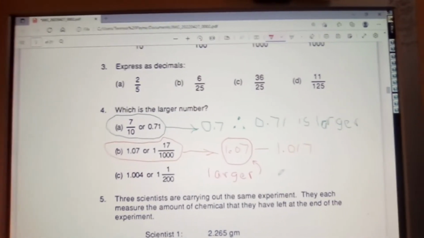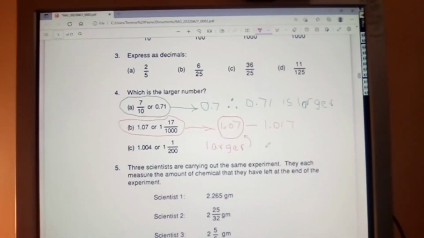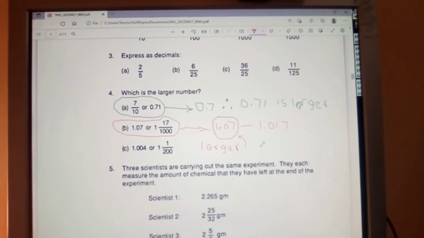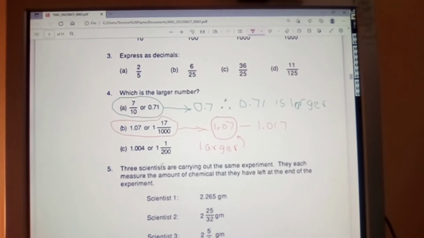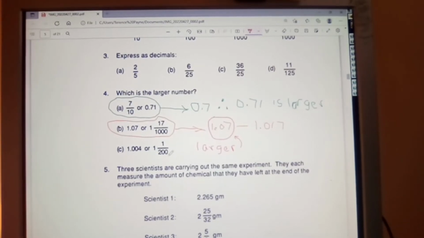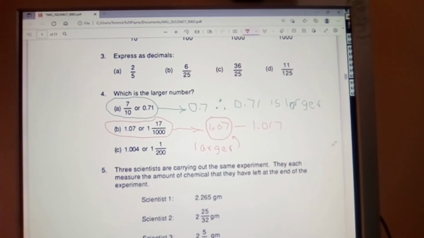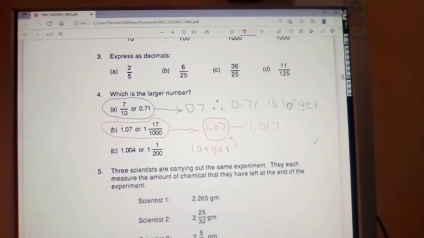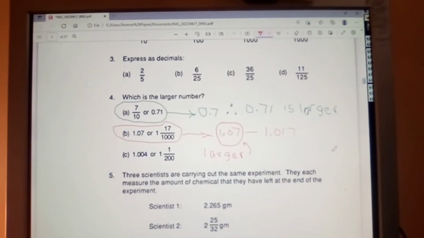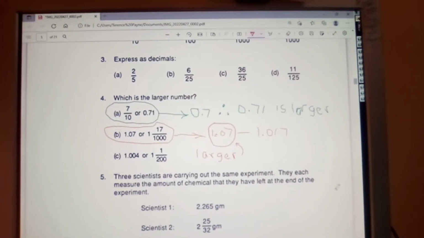Okay, next one is 1.004 or 1 and 1/200th. Which is larger, which is the largest basically. And again this will be for you to work out yourselves.